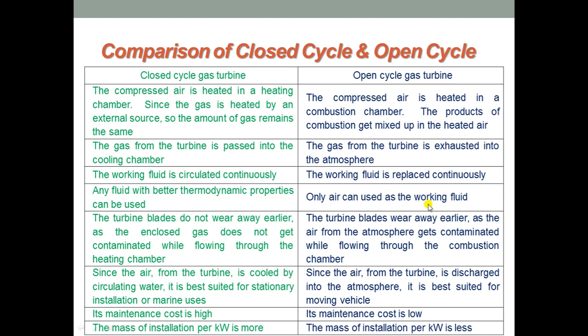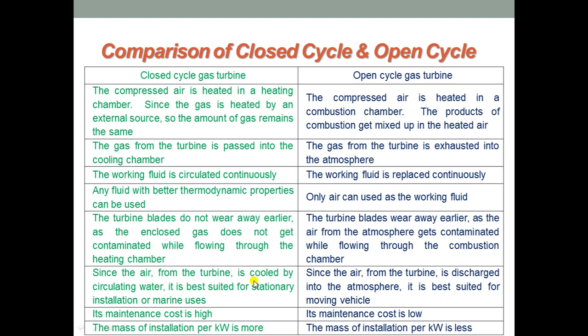required. The turbine blades do not wear earlier, as the enclosed gas does not get contaminated while flowing through the heating chamber. As a result of the same working fluid is circulated again and again. In open cycle gas turbine, the blades of turbine wear away earlier, as the air from the atmosphere gets contaminated while flowing through the combustion chamber.